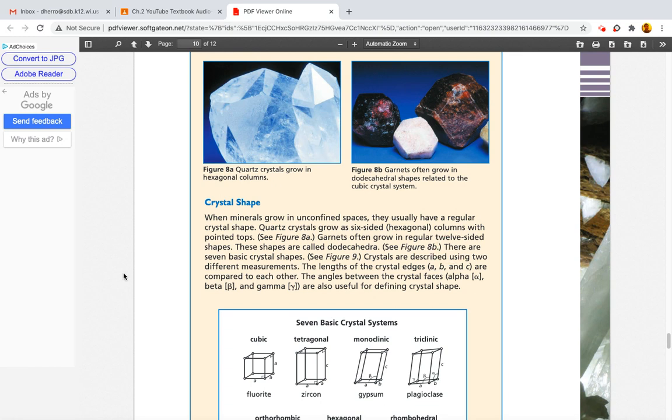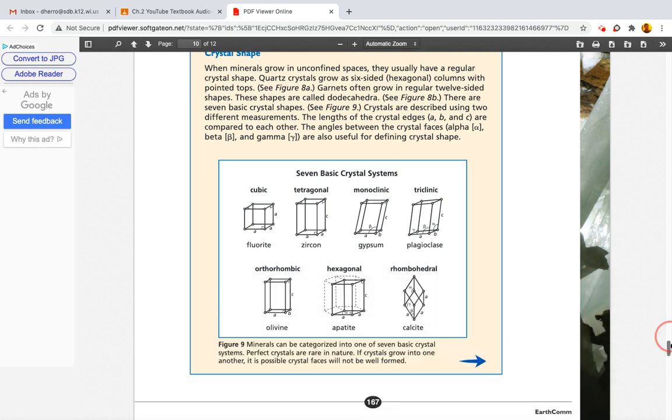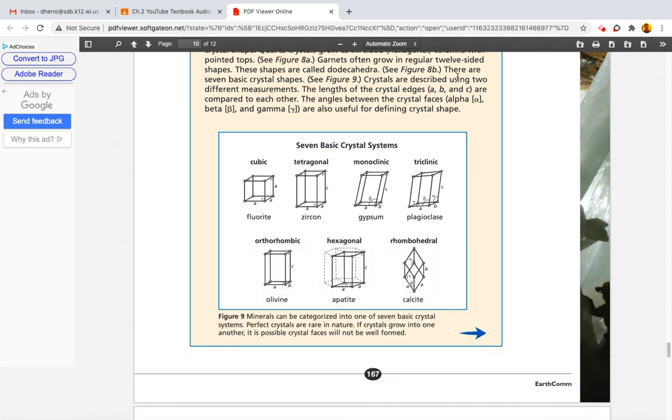There are 7 basic crystal shapes. Okay, now we're talking about this figure. So where it says there are 7 basic crystal shapes as shown by Figure 9. Crystals are described using 2 different measurements. The lengths of the crystal edges, A, B, and C, are compared to each other. The angles between the crystal faces, as described by alpha, beta, and gamma, are also useful for defining crystal shape.